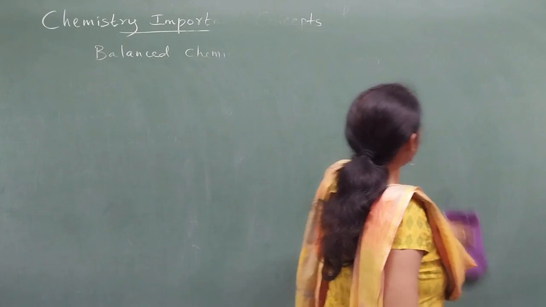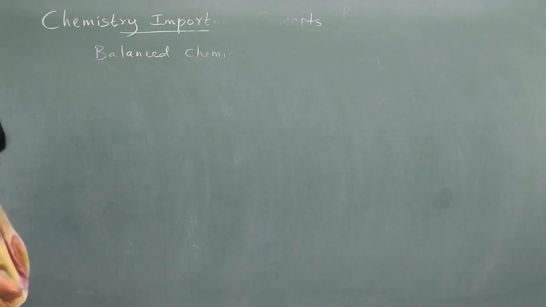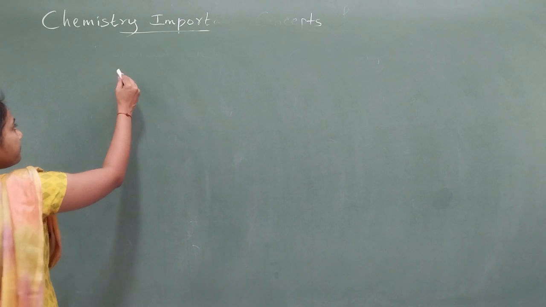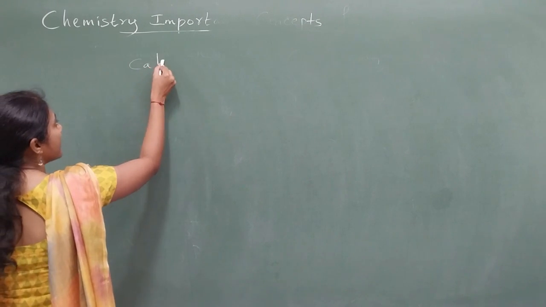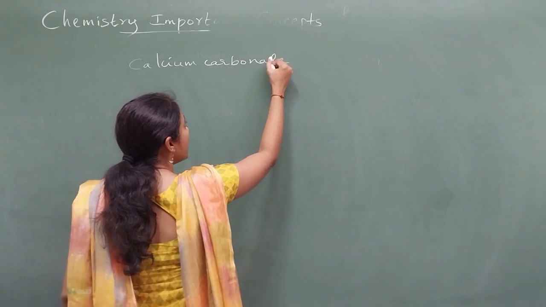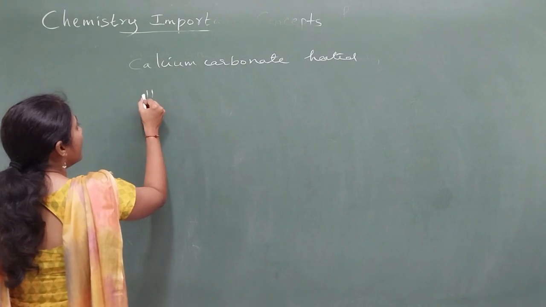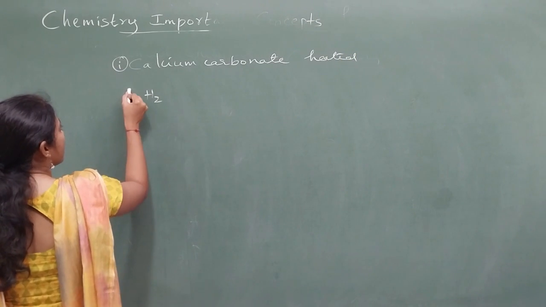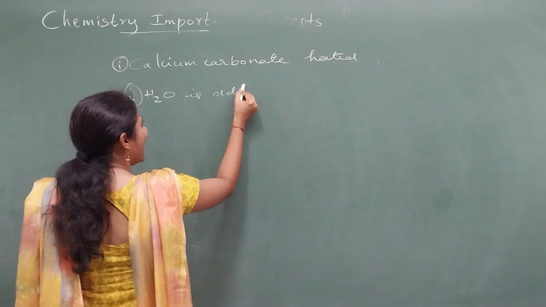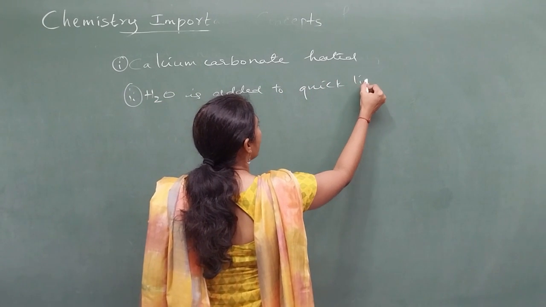And two more equations I will give you here, they are also very important. Many times this question was repeated, so you have to be careful. The question is, they will give you something like this: calcium carbonate is heated. Just they will mention calcium carbonate heated, and this is sentence number 1. This is sentence number 2: water is added to quicklime.